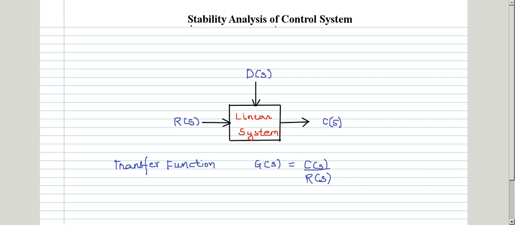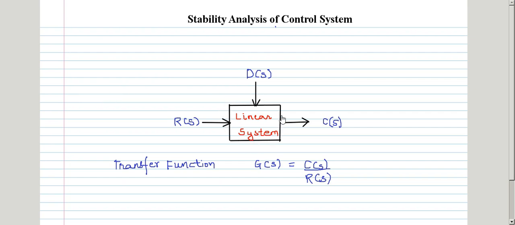Hello. In this lecture, we are going to study the stability of a control system. Stability is defined as the state of equilibrium a system's output attains after being disturbed. For design of a control system, it is very necessary that the stability conditions need to be satisfied. Then only the performance of a system can be governed.